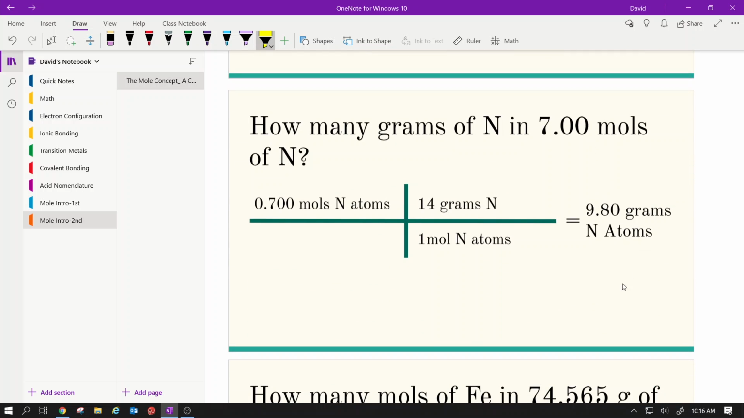All right. This is our example. Did we find it? The question says, how many grams of nitrogen in 7 moles of nitrogen? So here we put what we started with. Oops, except I put the decimal in the wrong spot. It ought to be there. So just ignore that little thing.